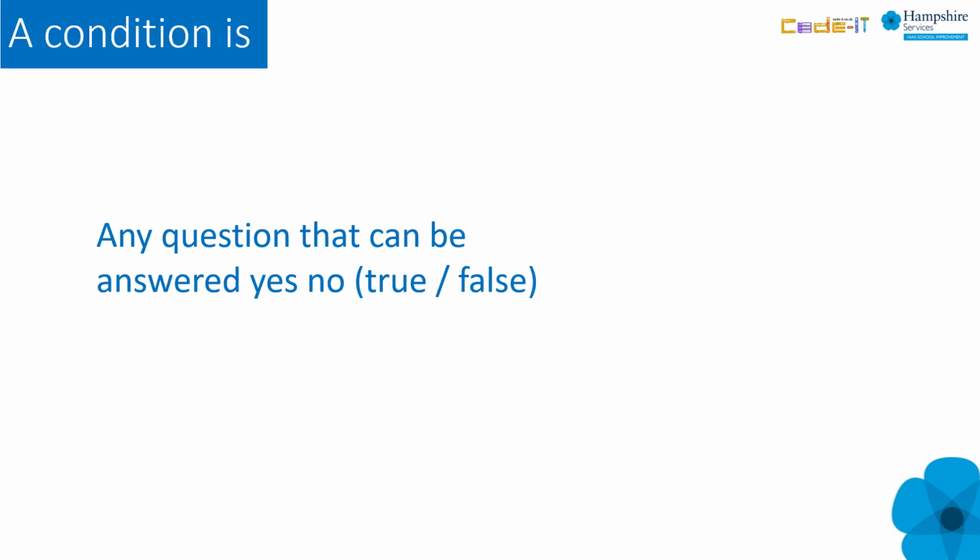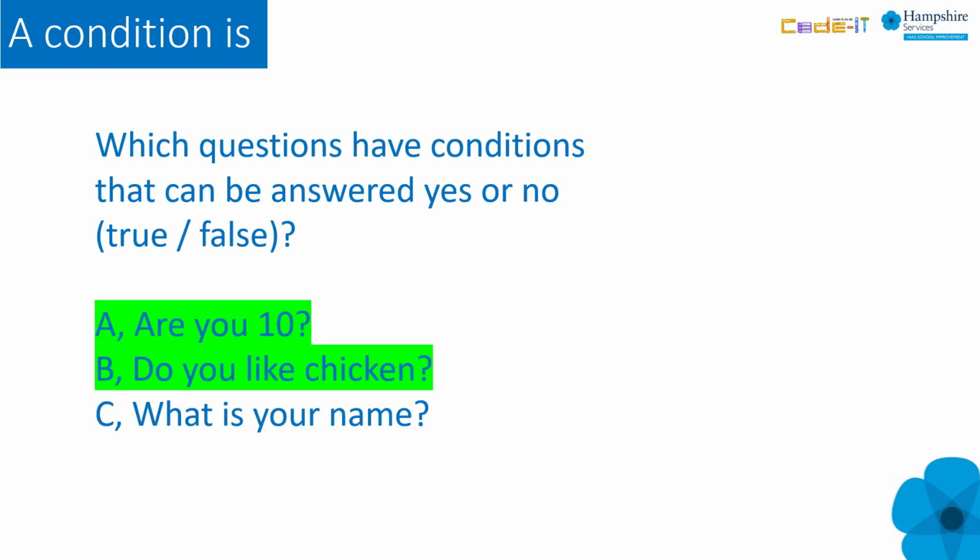Before we use a condition, we need to describe what a simple algorithmic condition is. Basically, it's any question that can be answered with either yes or no, or true or false. It can help to check pupils' understanding of a simple condition with a simple question like this. We can identify that C is not a good condition because we can't get to a yes or no or true or false answer from it.